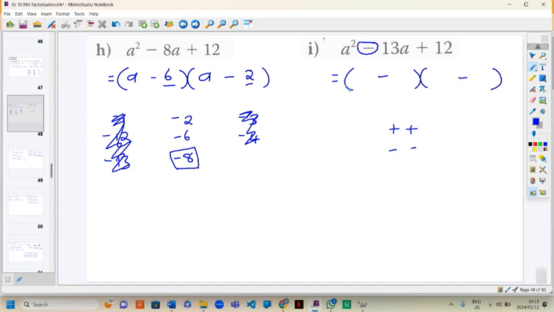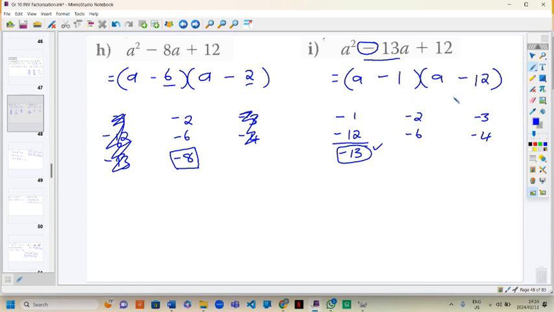How did I get to a squared there? A times a. Now I need to ask myself, what are the factors of 12? Again, factors of 12 are 1 and 12, 2 and 6, and 3 and 4. I know that they're all going to be negative. So I need to look for the answer of negative 13. What is negative 1 minus 12? Oh, awesome, it's negative 13. I don't have to do any work there. Easy peasy. So look at those factors, fill in the gaps, and I've got 1 and 12. Negative 1 minus 12 gives me negative 13.